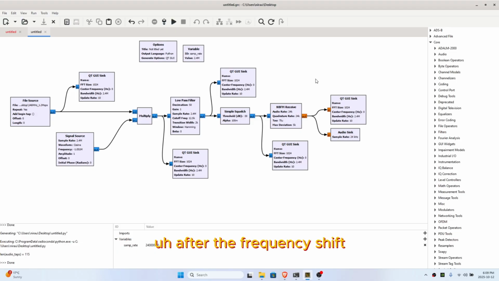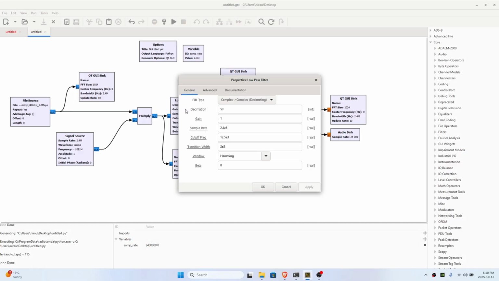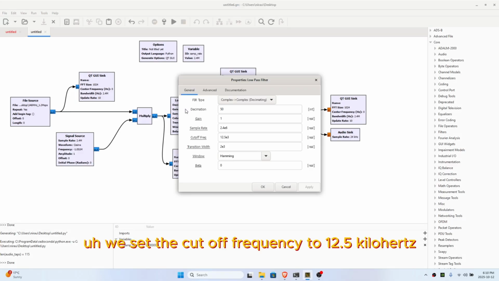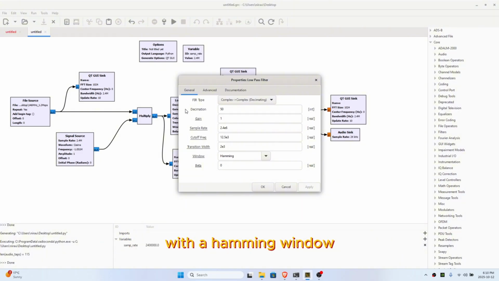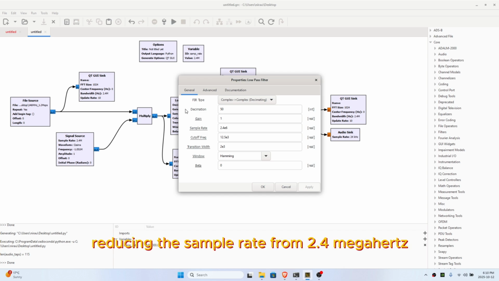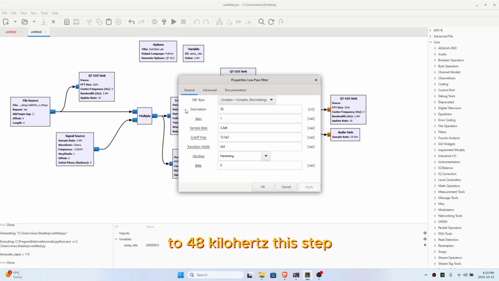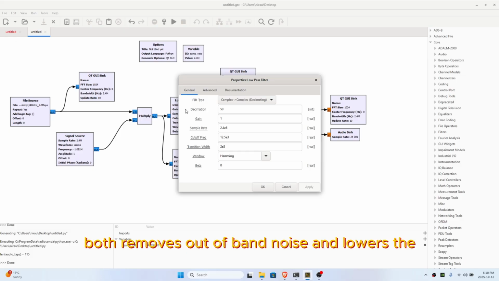After the frequency shift, the output goes to the low pass filter. We set the cutoff frequency to 12.5 kilohertz and the transition width to 2 kilohertz with a Hamming window, matching the typical NBFM channel width. The filter also performs decimation by 50, reducing the sample rate from 2.4 megahertz to 48 kilohertz. This step both removes out-of-band noise and lowers the processing rate for efficient demodulation.